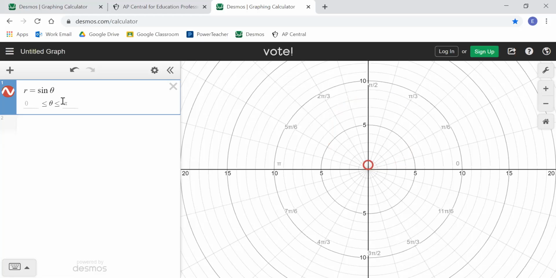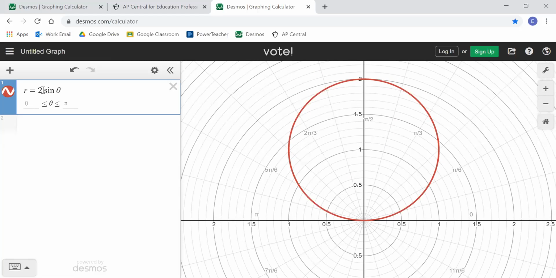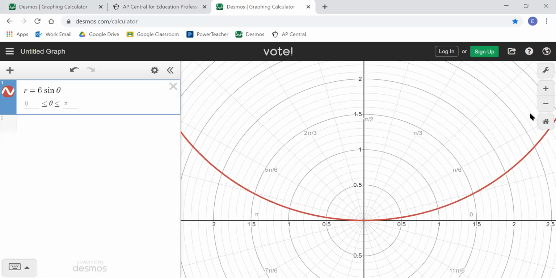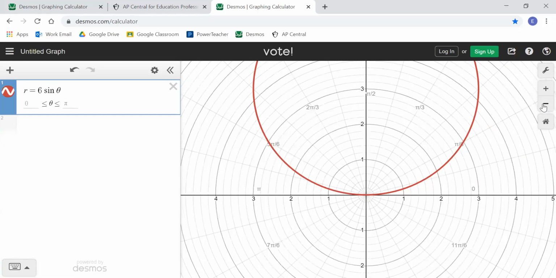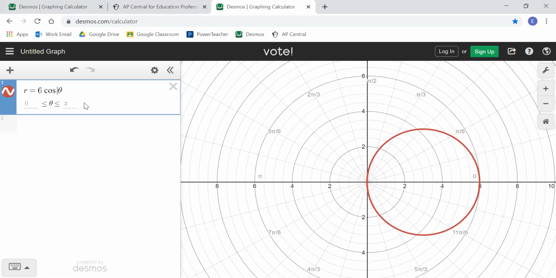Suppose this was 2. Well, we'd end up with a radius of 1. If this was 6, we'd end up with a radius of 3. Right, so we're just going to have a radius that's half of whatever this value is. And that comes from the completing the square of it when we were to go through and convert it into rectangular.